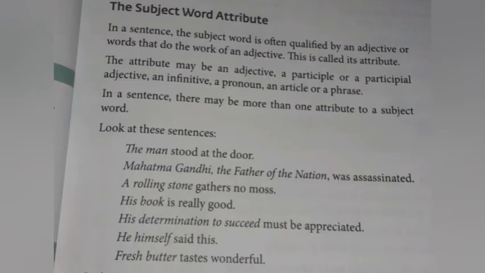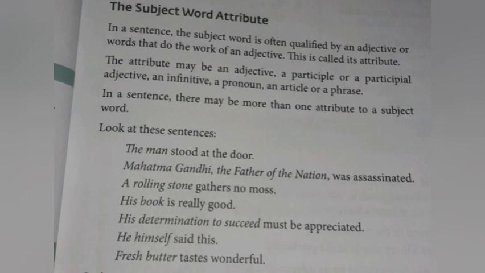Next is the subject word attribute. In a sentence, the subject word is often qualified by an adjective or words that do the work of an adjective, called its attribute. The attribute may be an adjective, a participle or participial adjective, an infinitive, a pronoun, an article or a phrase.